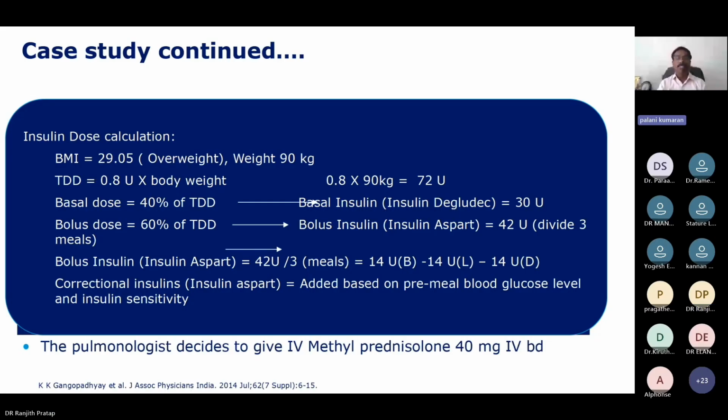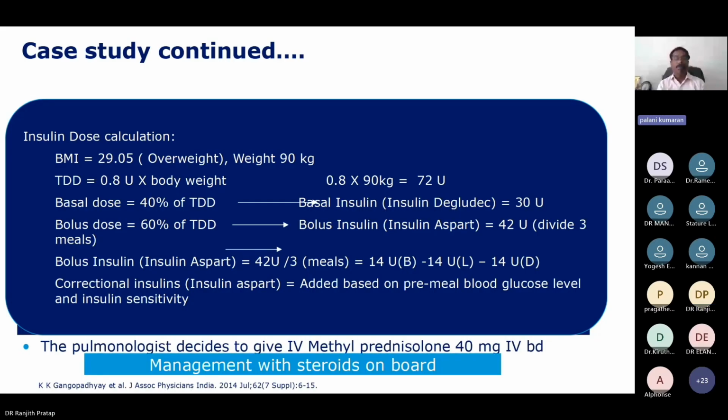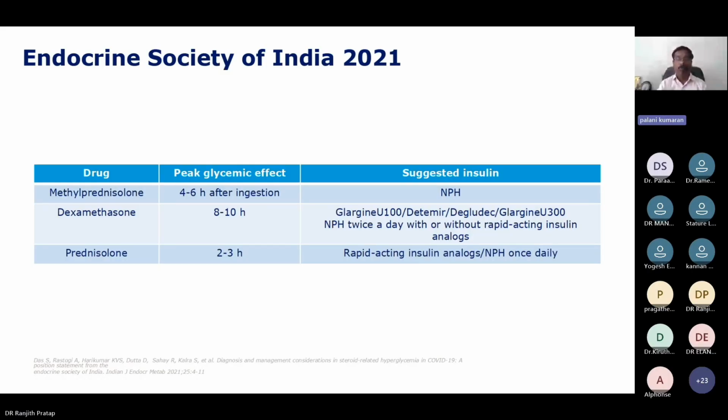With that, next slide, we can add the extra dose of bolus insulin. For a patient who is on steroids, this is the recommended prescription. Whenever the patient is on methylprednisolone, it's better to give NPH, which is the current recommendation, and the peak glycemic effect occurs at about 4 to 6 hours after ingestion. Whenever the patient is on dexamethasone, the glycemic effect lasts 8 to 10 hours, and it's better to go with NPH twice daily without rapid acting insulin analog.